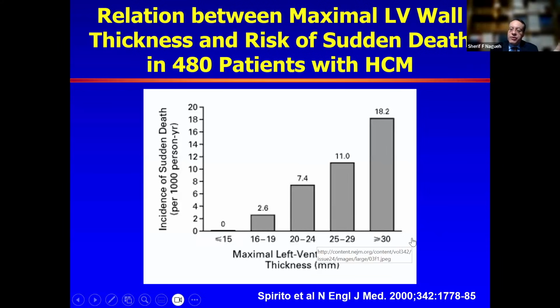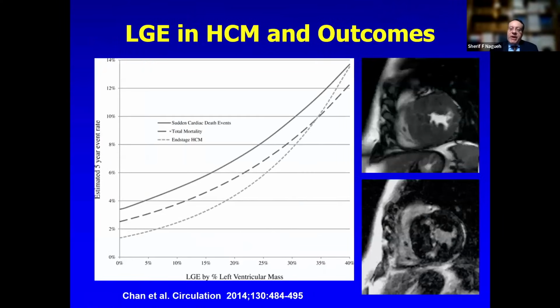So we don't have to just wait for that value or focus on that value and ignore everything else. We talked earlier about the late gadolinium enhancement, which is a reflection of the extent of replacement fibrosis. And you see here an early study relating that late GAD enhancement extent with estimated 5-year event rates. Sudden cardiac death rate goes up, total mortality, driven mostly by cardiac mortality, goes up, and as well as the end-stage hypertrophic cardiomyopathy case.